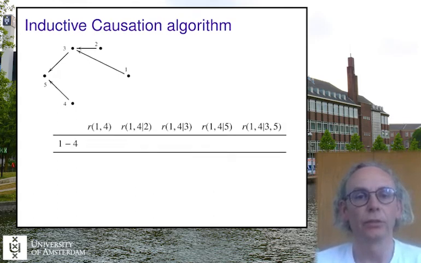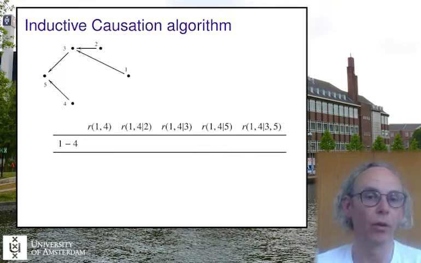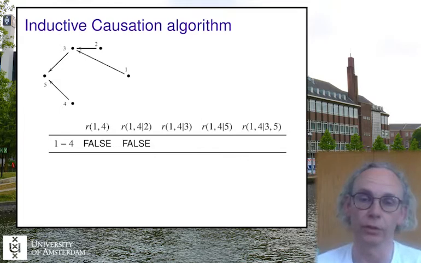Now let's continue to the variables 1 and 4 because we need to check all pairs of variables, and for each pair of variables we go through the whole list. So we start again with the correlation. We ask the oracle, is there a correlation between 1 and 4? And the oracle says, no, there is no correlation between 1 and 4. Even if we condition on 2, no, still no correlation. What happens if we condition on 3?